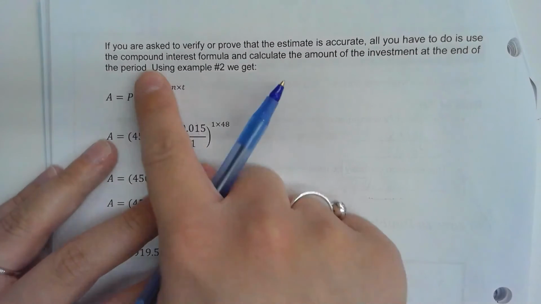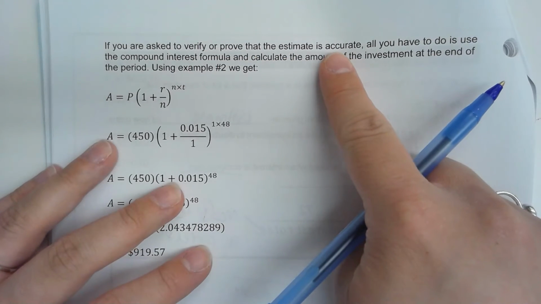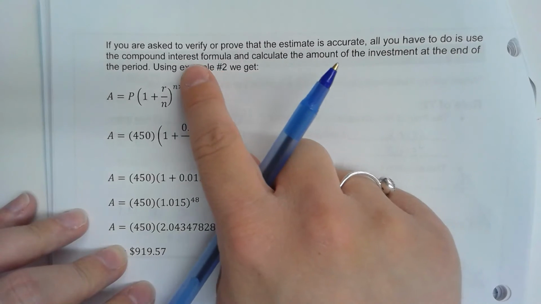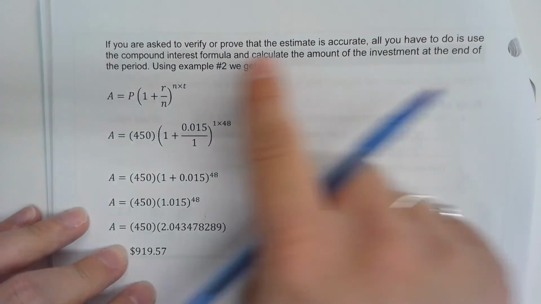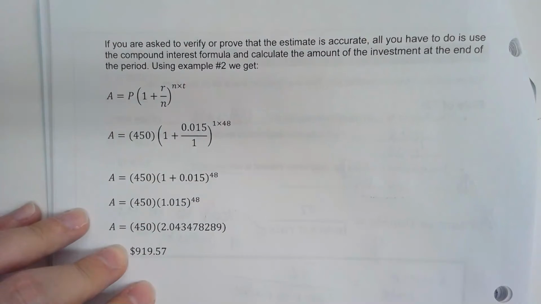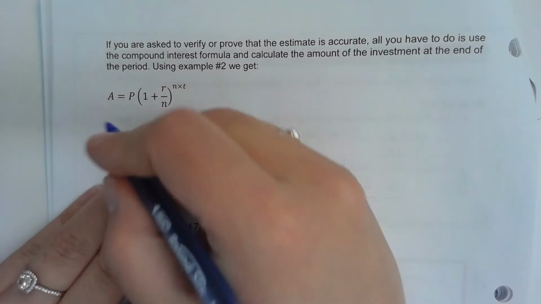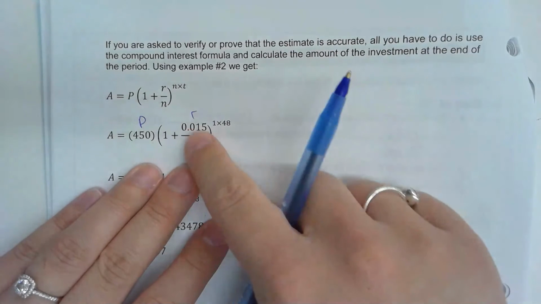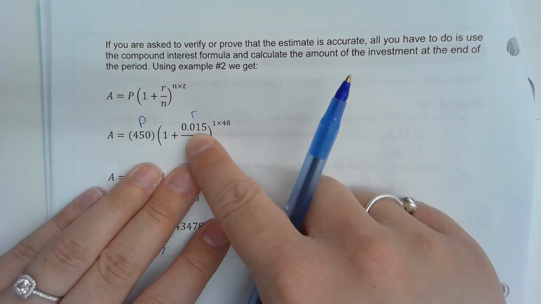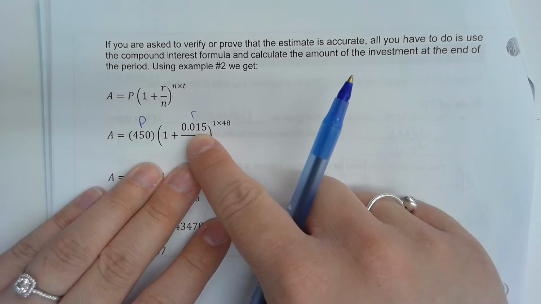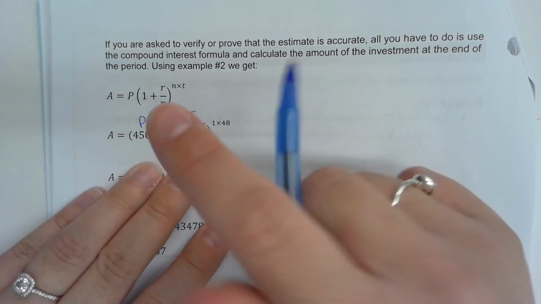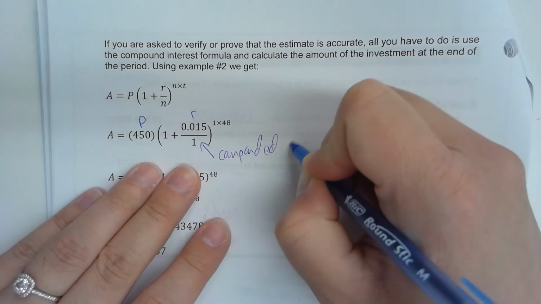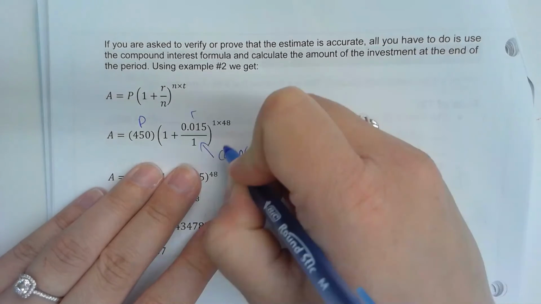So what this says here is if you're asked to verify or prove that this estimate is accurate or at least close, all you have to do is use the compound interest formula and calculate the investment at the end of the period. So this is the exact same thing that we just used. This was our principal, $450. Our rate, you notice we did have to change it to a decimal because that's how we do it in this formula. N is 1, that's compounded annually, which we needed for this formula, and that's a 1 as well.